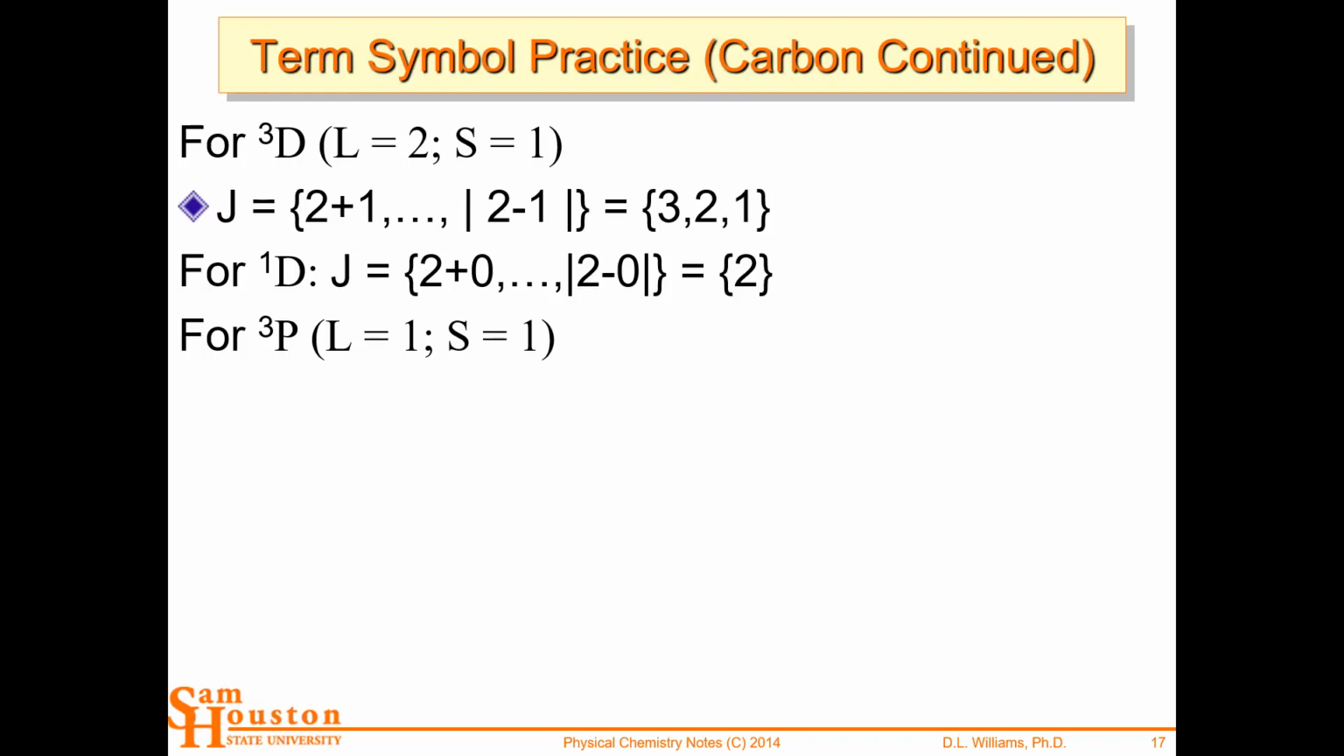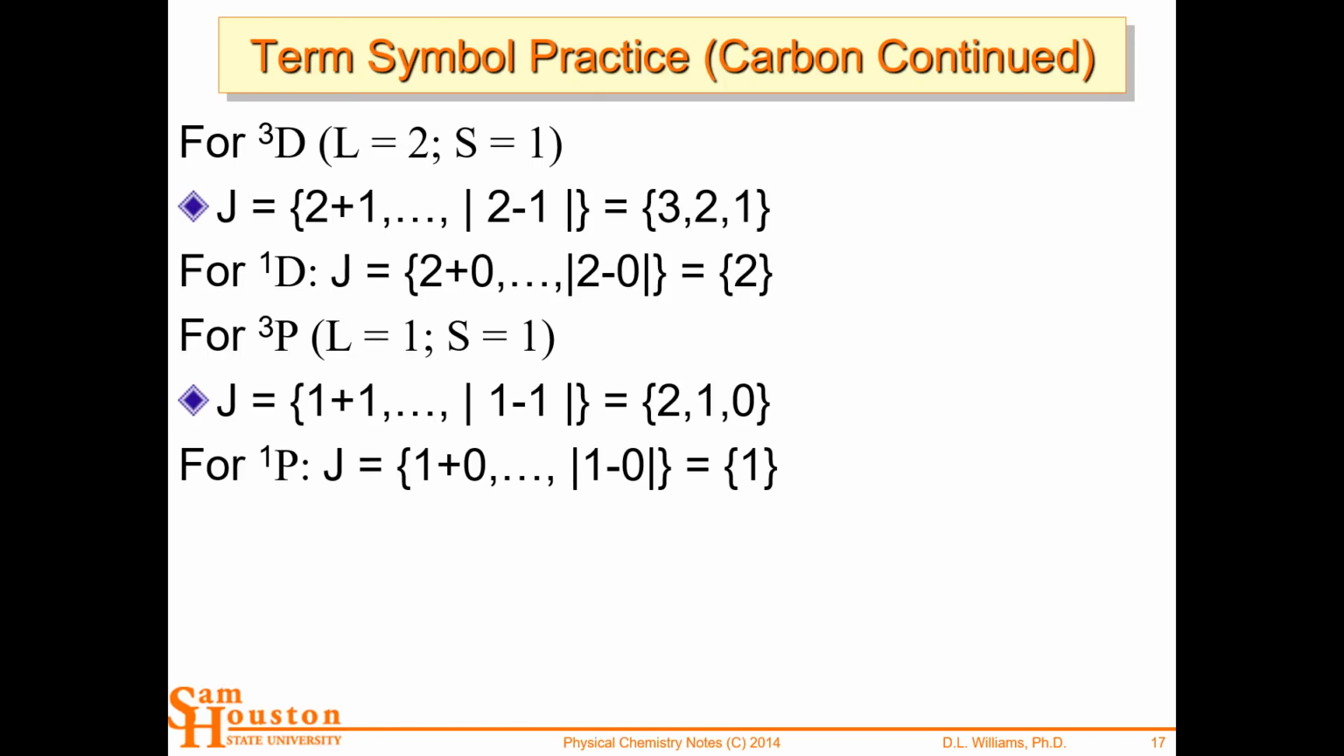And then for the triplet P, L is 1, S is 1. So for the J values, it's 1 plus 1 all the way down to 1 minus 1. 1 plus 1 is 2, 1 minus 1 is 0. Subtract 1 from 2, we get 1. Subtract 1 from 1, we get 0. So that's the full set. So we would then have a triplet P2, a triplet P1, and a triplet P0. Then for the singlet P, it's 1 and 0.